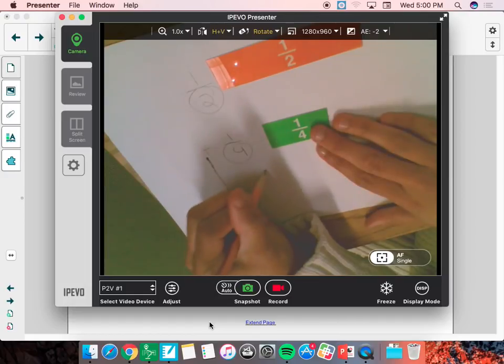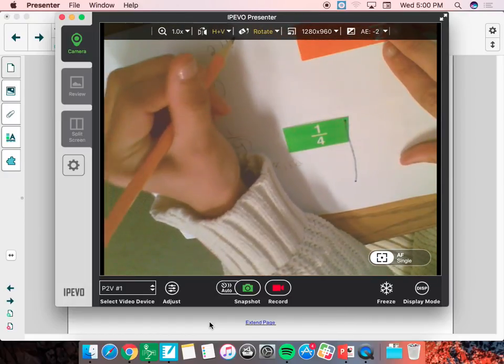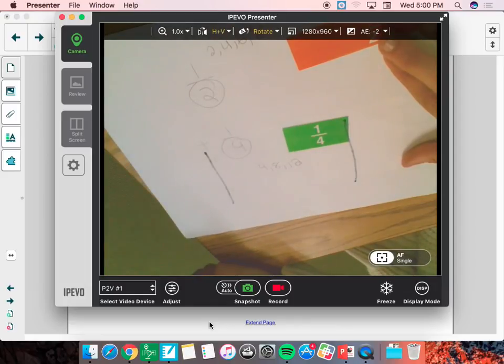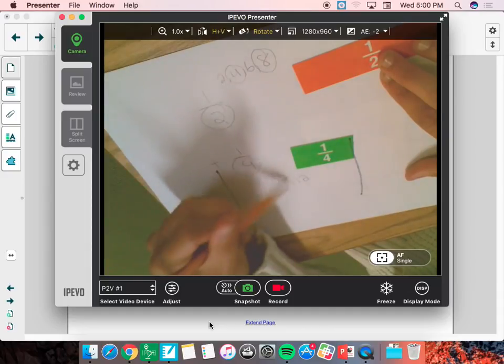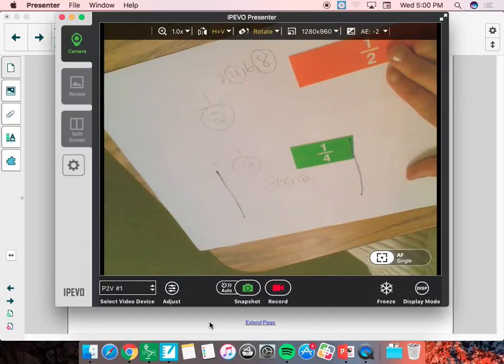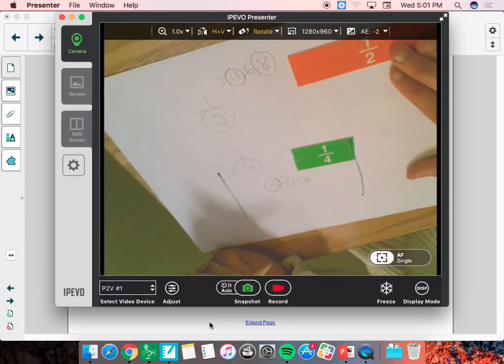I need to find something that they have in common. This is where I'm thinking if I skip count by 4s, and I skip count by 2, I should be able to see some things they have in common. I'm noticing they have 4s in common, and they have 8s in common. Ideally, I'm going to find the least common multiple because I want to find the simplest thing that I can add together. And I'm noticing that 4 is the least common multiple. So I think that I can change my half into 4ths.